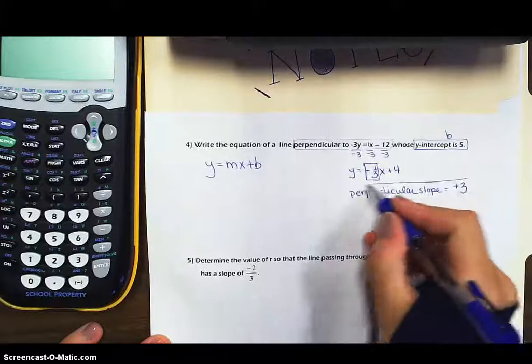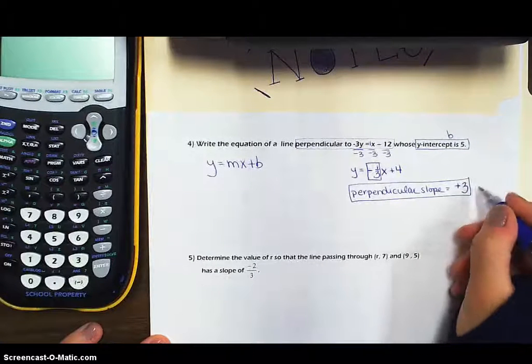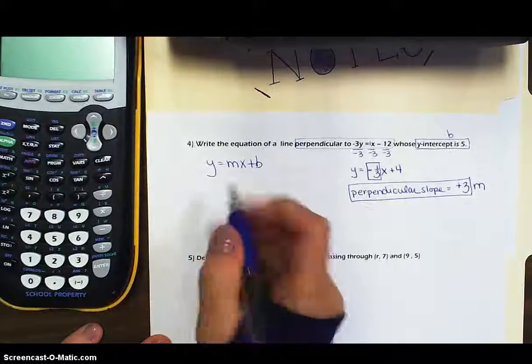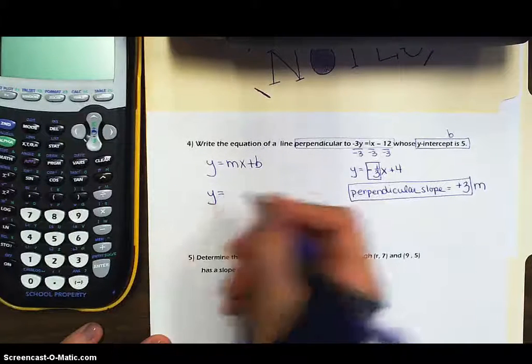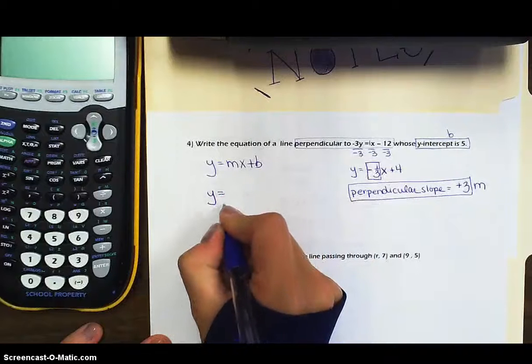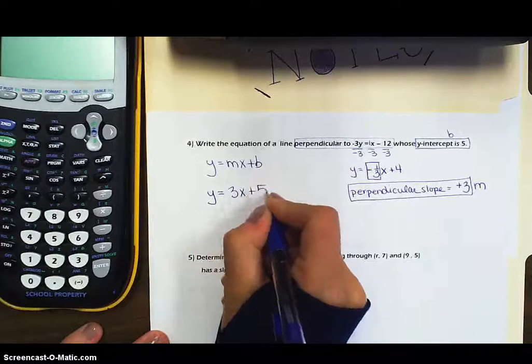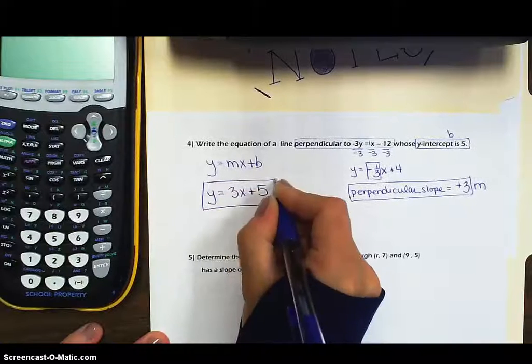So now this is my new m. So now I have my slope and I have my y-intercept. We can plug it in. So y equals 3x plus 5, and we have our final answer.